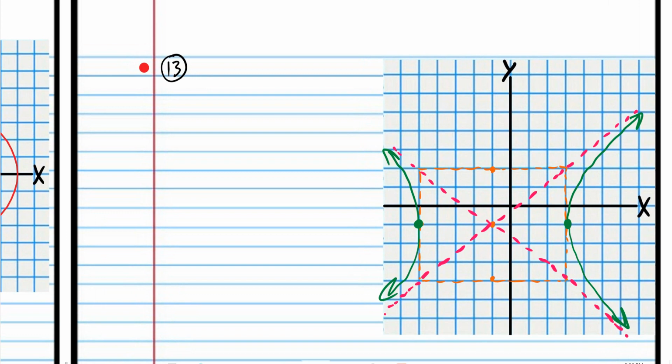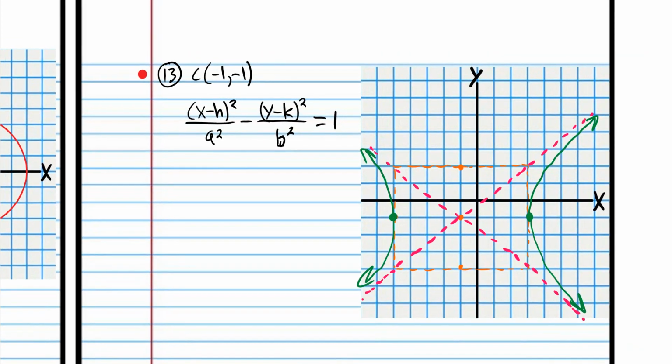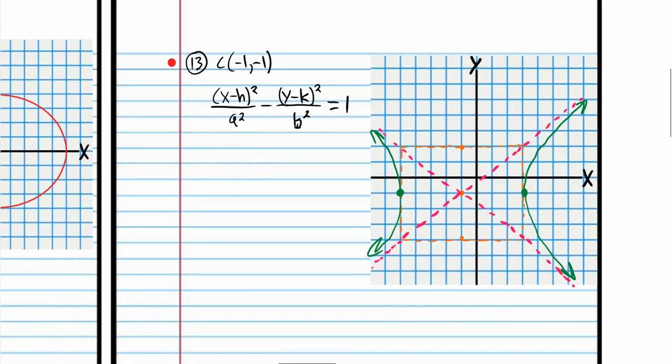So the center of the hyperbola, you can see, is negative 1, negative 1. And that's the center of the box. The standard form of this hyperbola, it opens to the left and to the right, the green part. So what that means is a is going to be under the x minus h squared term, or a squared. Now remember, with hyperbolas, the sign in the middle is going to be a subtraction symbol. And again, if the hyperbola opens to the left and to the right, then this x term comes before the negative symbol.